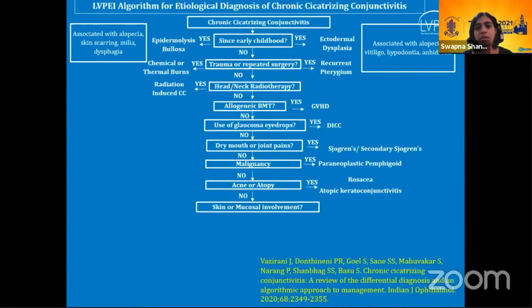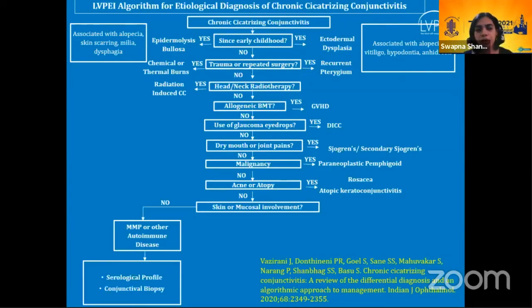So coming back to the algorithm that Dr. Hijab showed from our paper, we asked all these questions to the patient, and we ruled out all these common etiologies such as thermal burns, chemical burns, radiation, GVHD, drug-induced cicatrizing conjunctivitis, pemphigoid, rosacea. And we finally came to the important question of, is there any history of skin or mucosal involvement in the past? Now, this patient did not give any history of skin or mucosal involvement, which can still be mucous membrane pemphigoid or some other autoimmune entity.